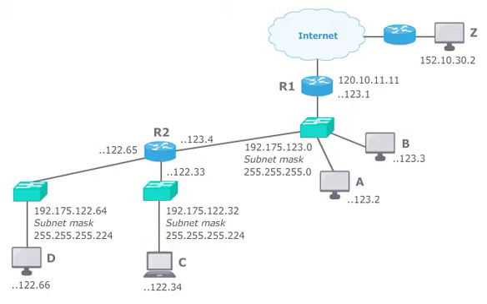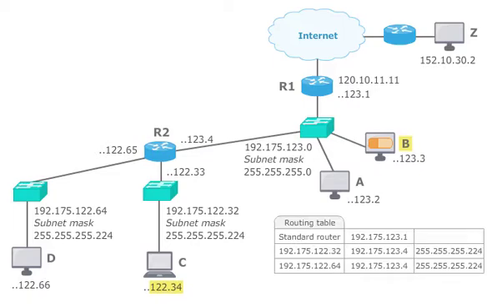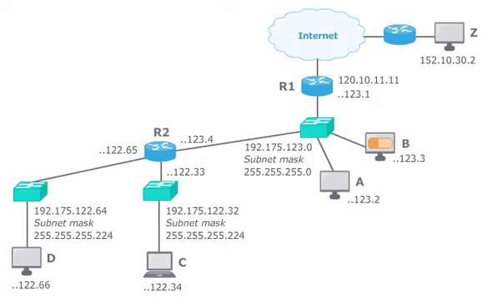In the second case, host B wants to send a datagram to host C. At first, B notices that the datagram has to be forwarded to another network. B uses the first 27 bits for its routing table lookup and determines the router which can be used to reach the network 122.32. The datagram is sent to the interface of R2 with the IP address 123.4. R2 can then directly provide the datagram to host C.